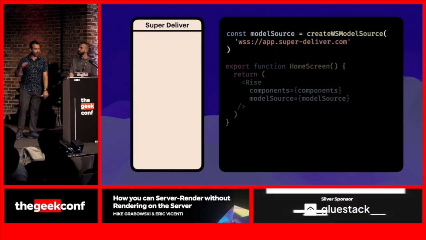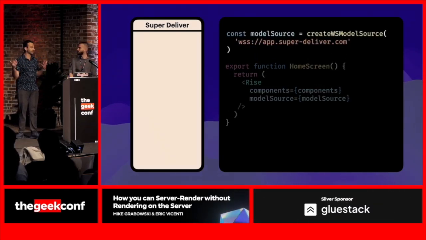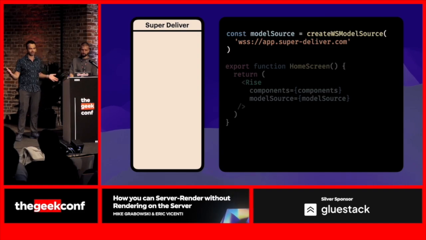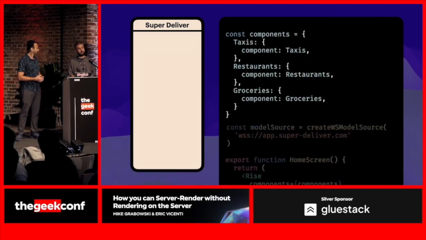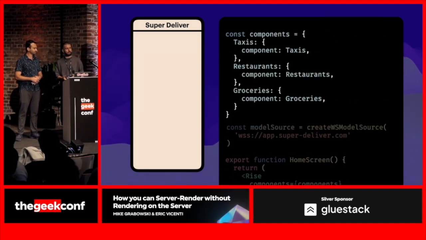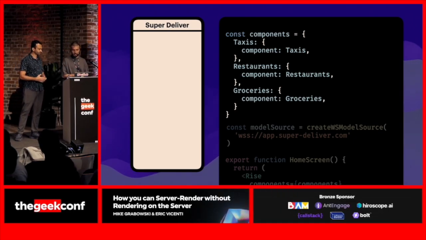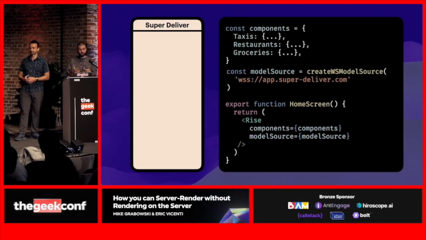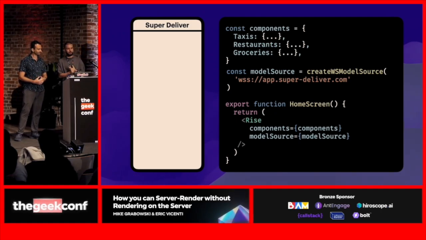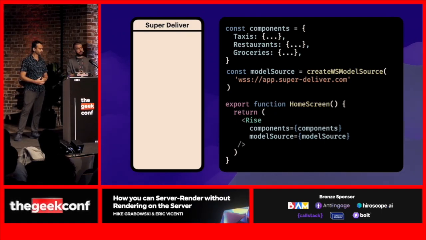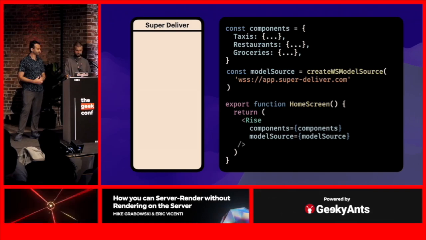Right. So the model source is the client that's going to connect to our new server that we're going to build. And then you have components registry, which is a map of your client-side components that you can refer to on the server by the key in the map. And here's what it looks like all together. So you have components registry, you have your model source, and obviously the Rise component.